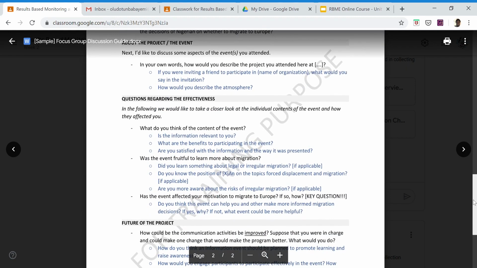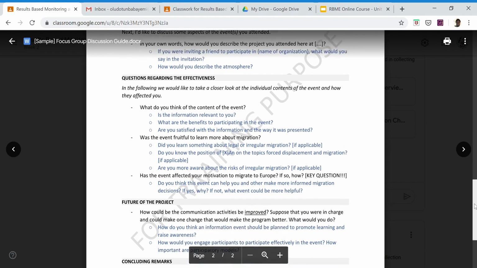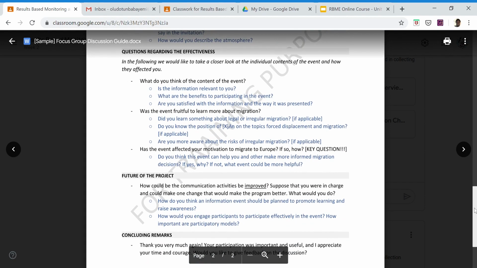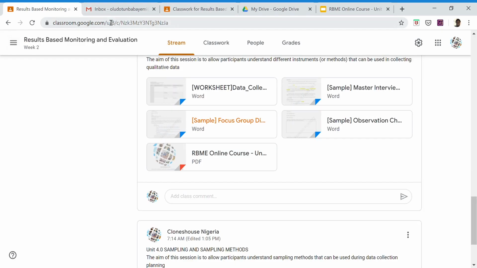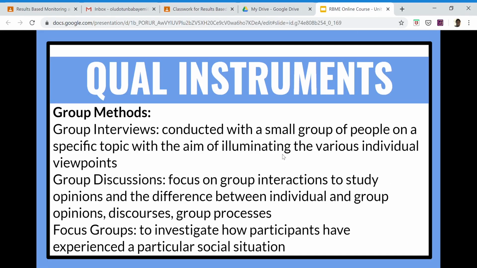You also want to move it around in the group so that it is not as if there's one person in the group speaking. If you have a group of 5 to 8, you want all of them to speak to the question. So it's important to have that as the moderator. A focus group always has a moderator, and that's always the evaluator doing the moderation.